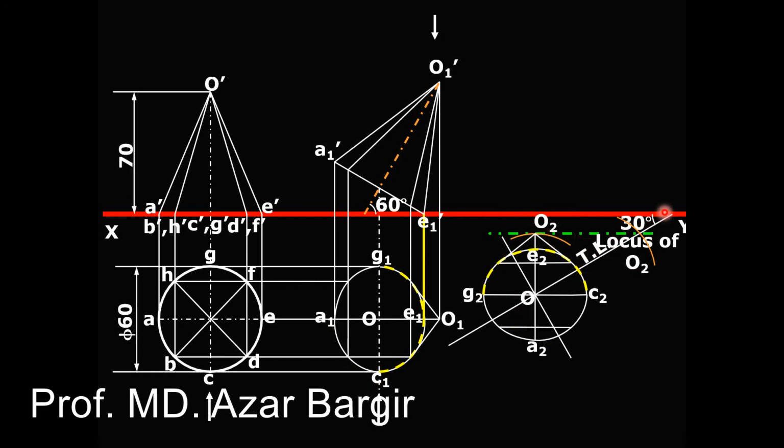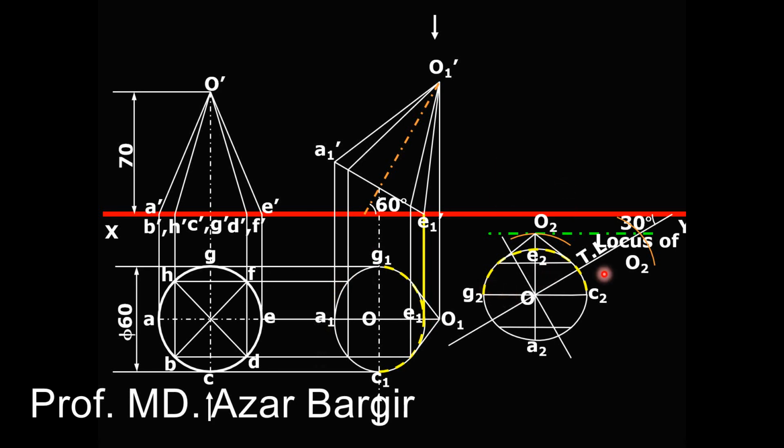Instead of using this true length and locus, you can draw in a simple way. So just take a 30 degree angle, I will repeat again, 30 degree angle, then consider a point on it at that angle, and then take the distance from this O as a center, C and G, and then A and E, and lastly O to O1 distance, and you will get the reconstructed second stage top view over here.